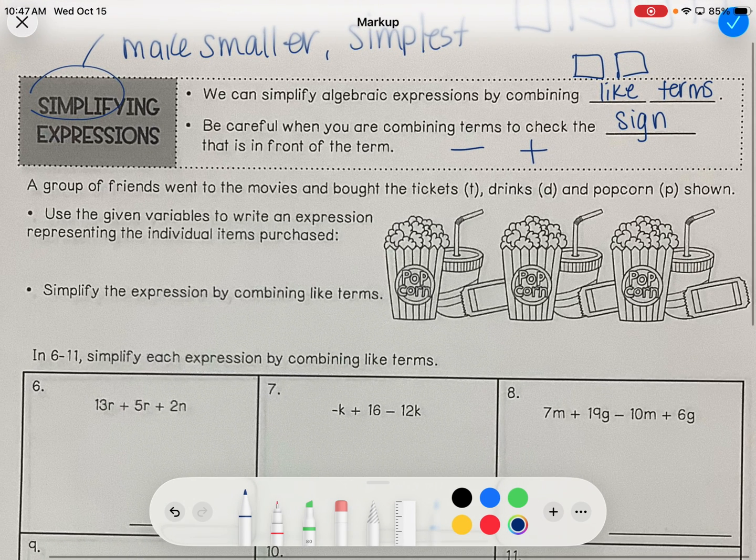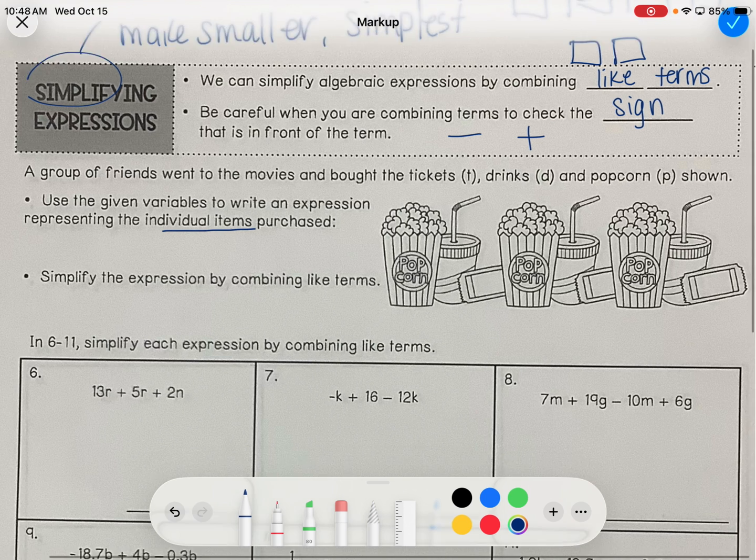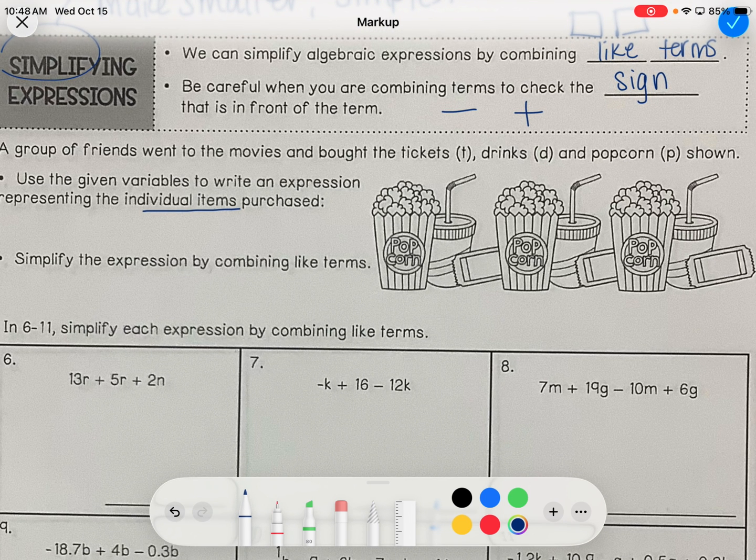So, for example, you have a group of friends who went to the movies. They got tickets, drinks, popcorn. So you see the picture of the popcorn there, the tickets, and the drinks. Using these variables, write an expression to represent the individual items purchased. Basically, how many popcorns were bought? 3. And how many tickets? 3. And drinks? 3. So, for tickets, they gave us the letter T. So, 3 tickets plus 3 drinks plus 3 popcorn, 3P.